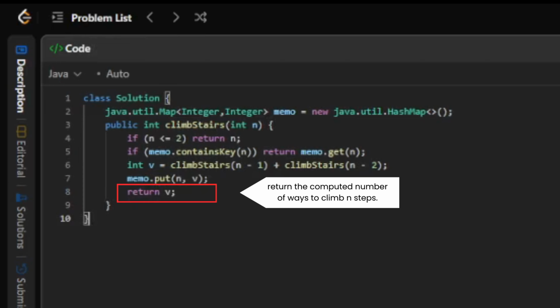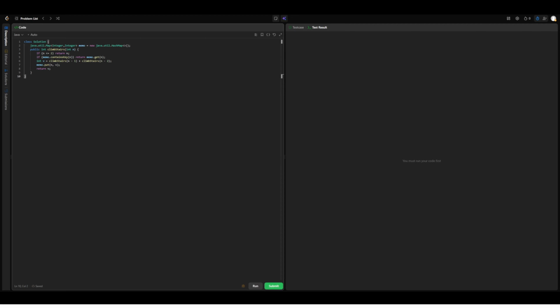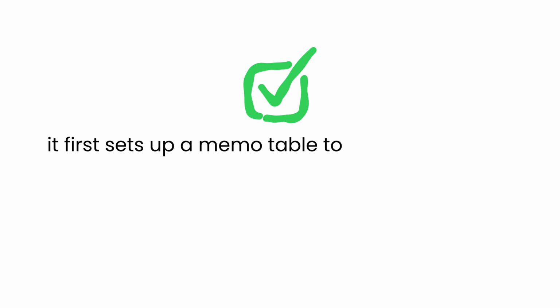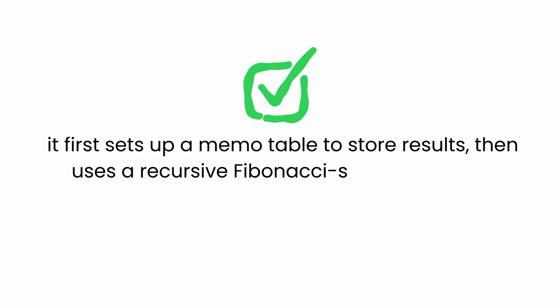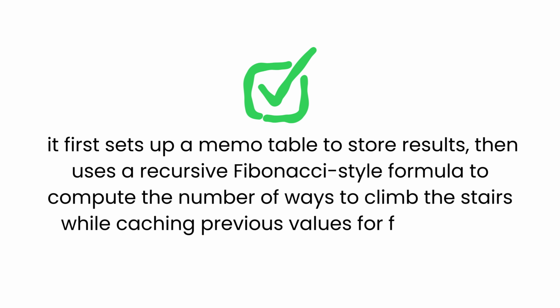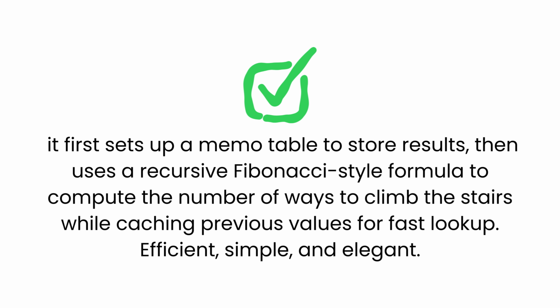And that's how this algorithm works. It first sets up a memo table to store results, then uses a recursive Fibonacci-style formula to compute the number of ways to climb the stairs while caching previous values for fast lookup. Efficient, simple, and elegant.